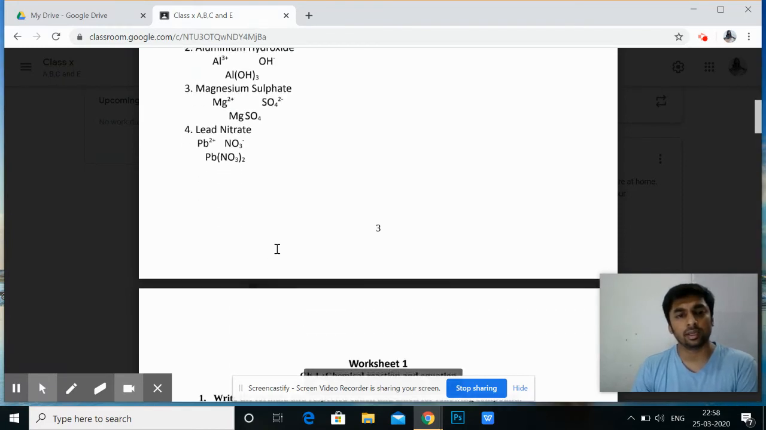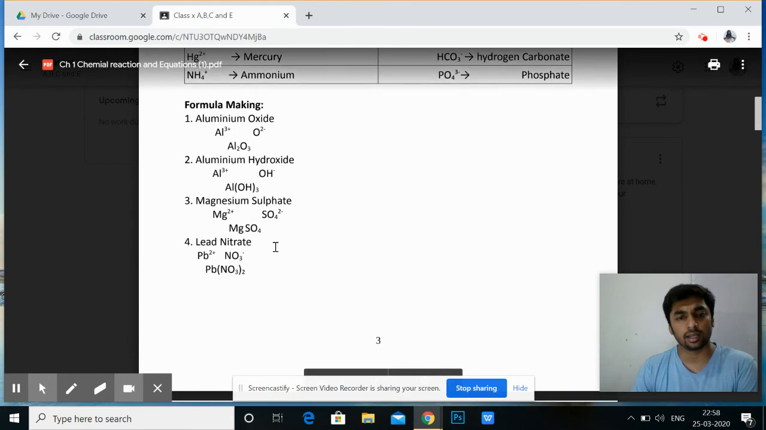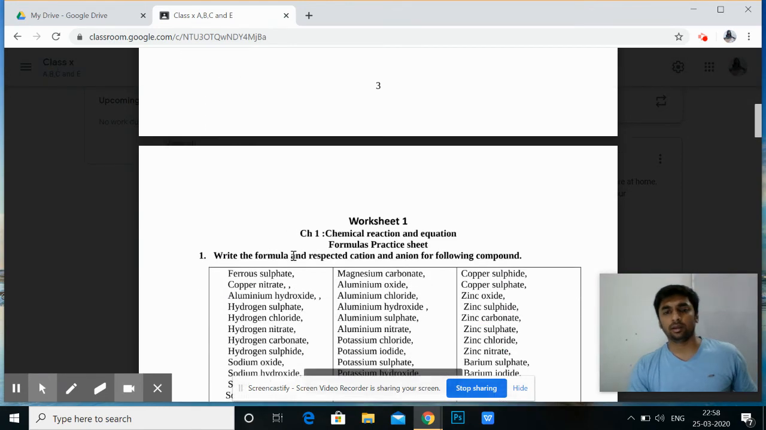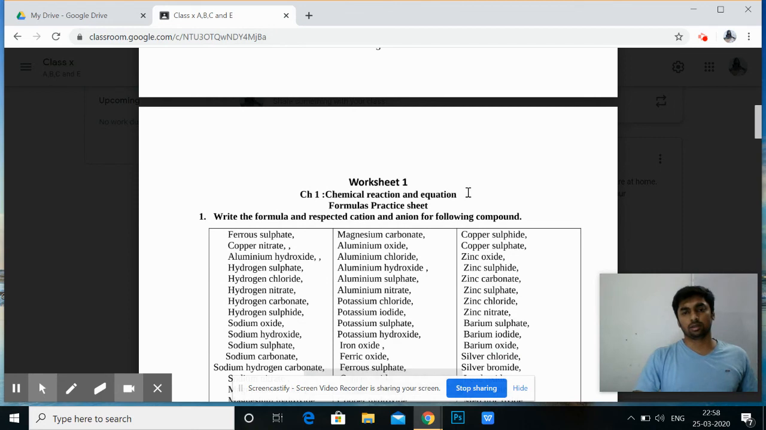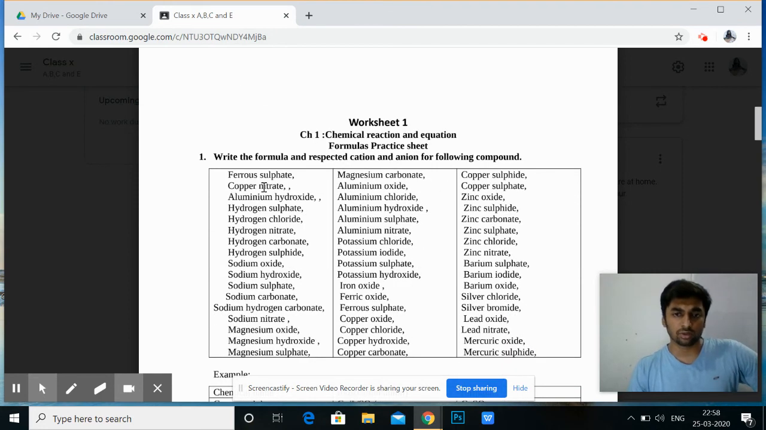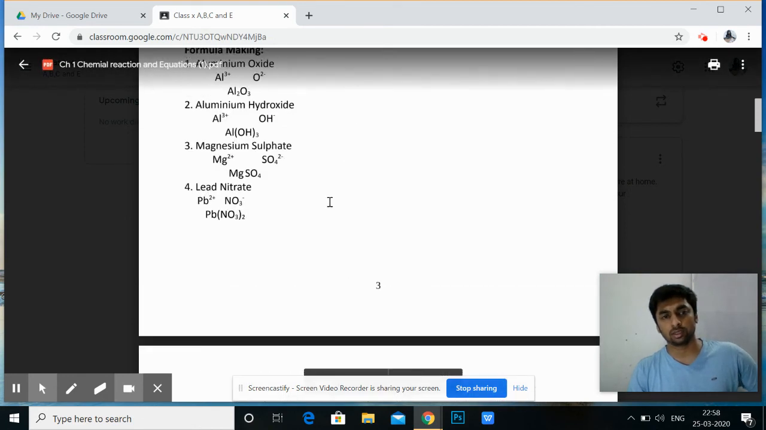So in this way, you can see, and I have made a worksheet and I have pasted it in your classwork also. You can check out all the formulas. Just try to form all the formulas, like ferrous sulfate, where you will take Fe2+.